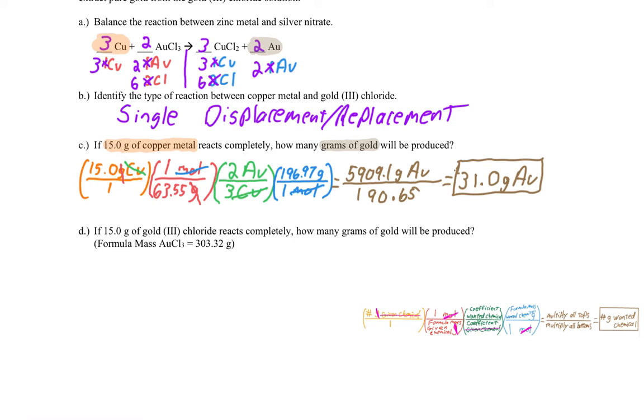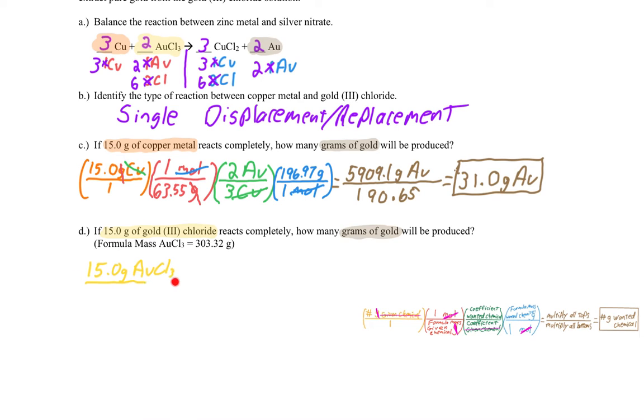Question D, I am now taking 15 grams of gold chloride, AuCl3, gold 3 chloride. And I want to know how many grams of gold are going to get to the end. So I have a different starting thing with the same ending thing. It's kind of like a limiting question. All right, my given amount in D is 15.0 grams of AuCl3.